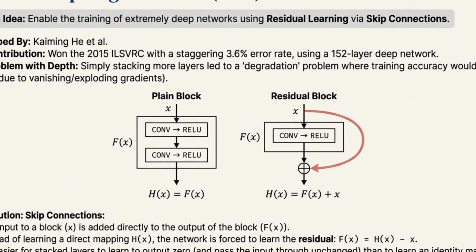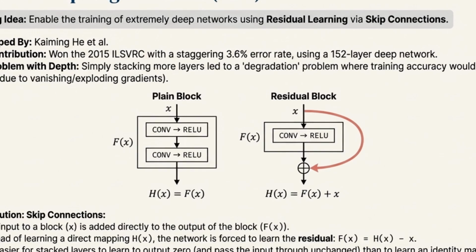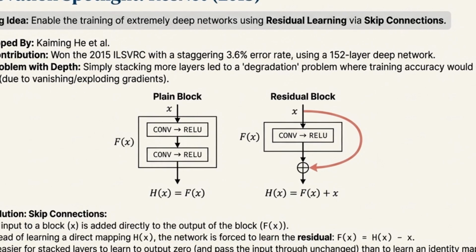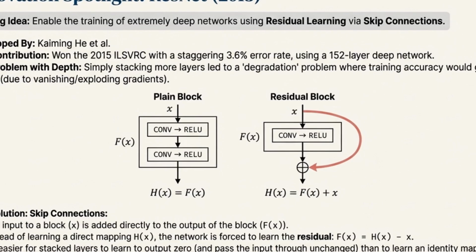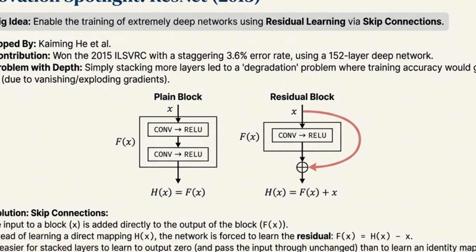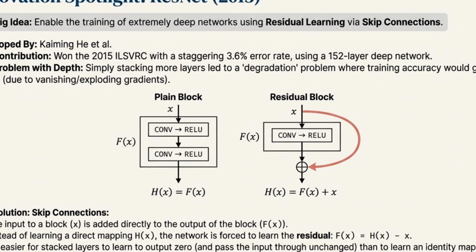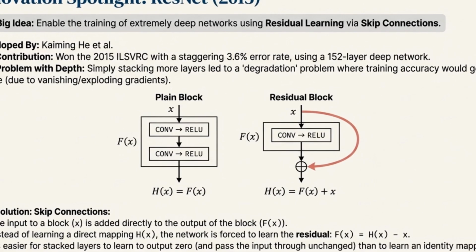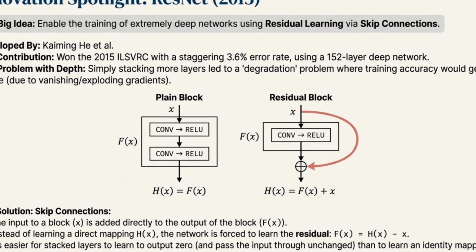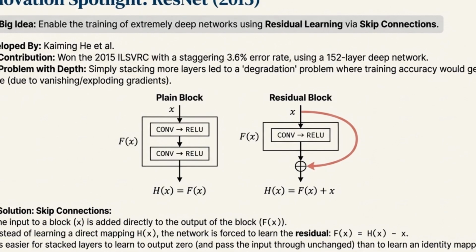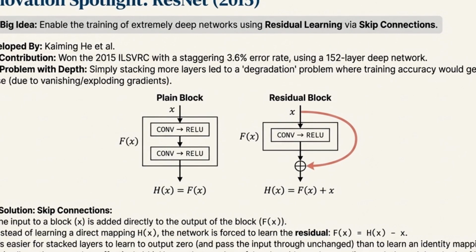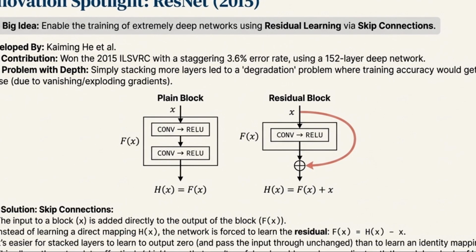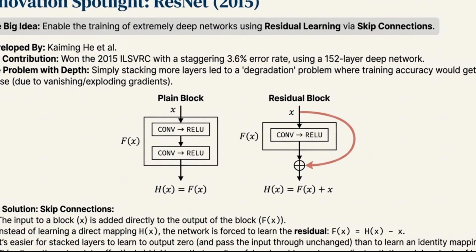The year 2015 brought us ResNet, perhaps the most critical architectural innovation since AlexNet. Developed by Kaiming He et al., the big idea was to enable the training of extremely deep networks, up to 152 layers, using residual learning via skip connections. ResNet won the 2015 ILSVRC with a staggering 3.6% error rate, crossing the human performance threshold.